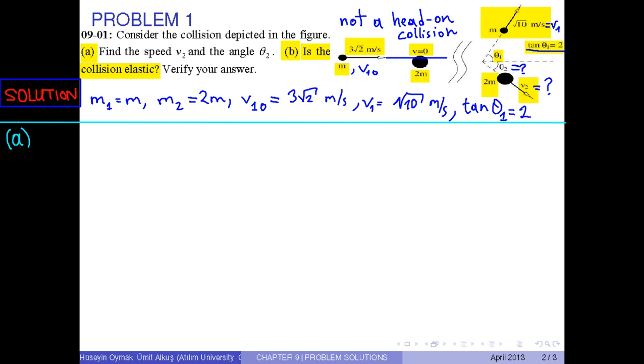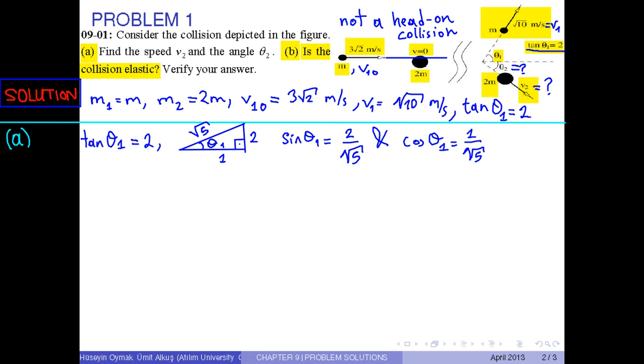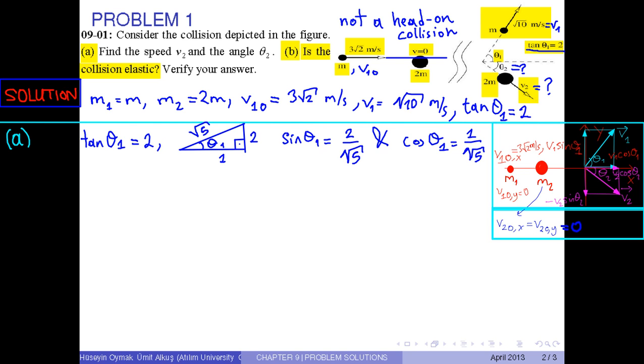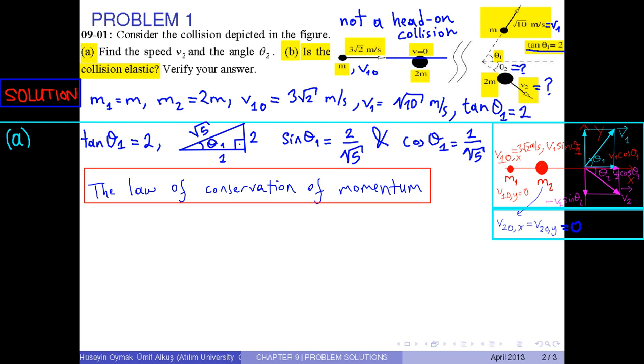In part A, we first note that tangent theta 1 is 2. In order to find the values of sin theta 1 and cosine theta 1, it is useful to draw a right triangle with perpendicular sides of length 2 and 1 such that tangent theta 1 is 2. Therefore, it is easy to show that sin theta 1 is 2 over square root of 5 and cosine theta 1 is 1 over square root of 5. We are going to use the momentum conservation.